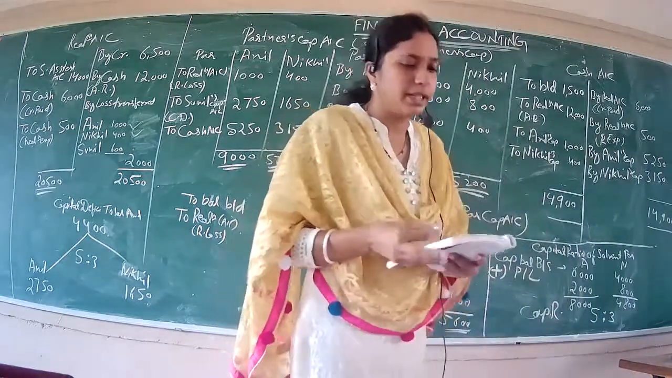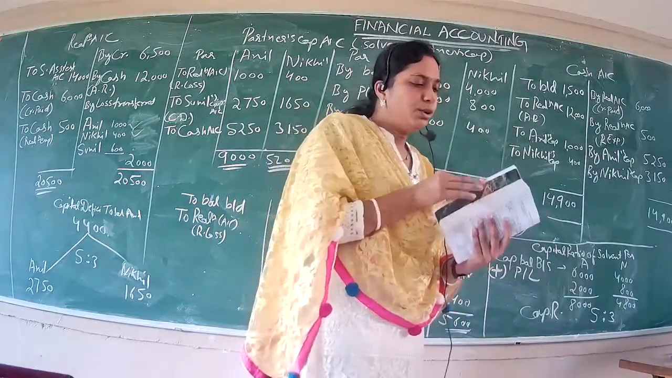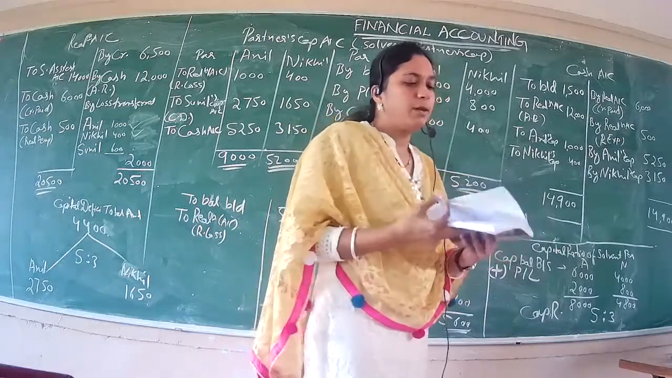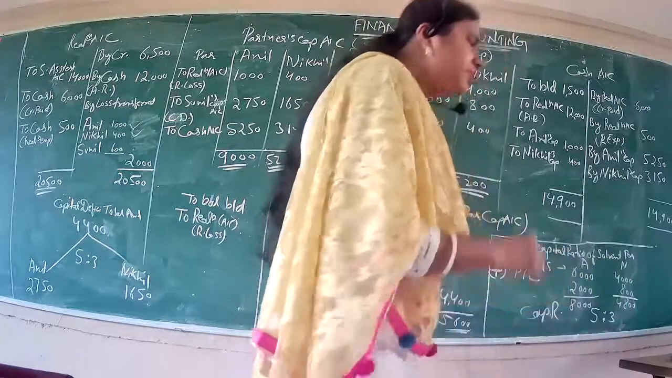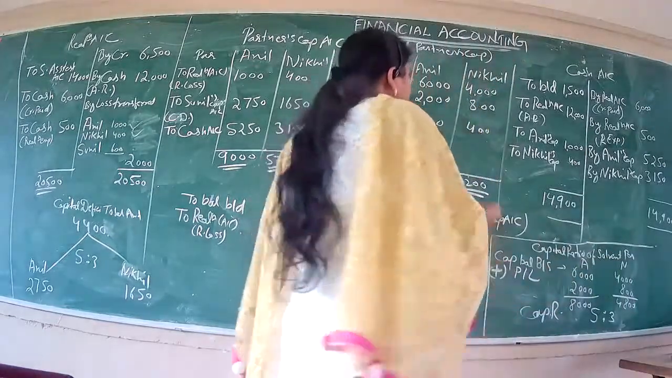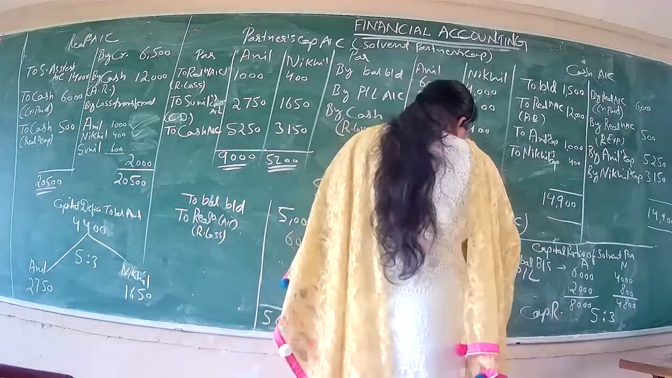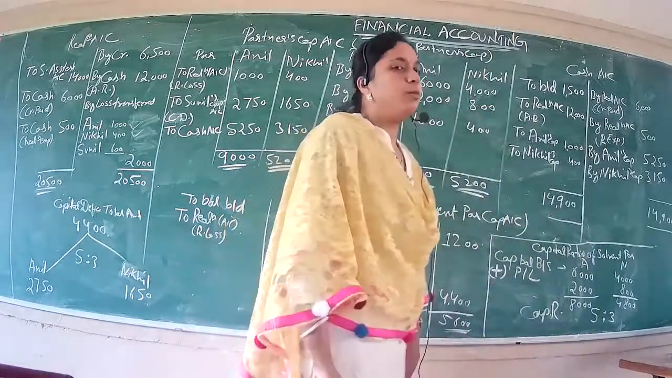14,900 on both sides. So just try to solve this problem again on your own. Okay. And if you have any doubt, you can send me a message on WhatsApp. Okay. And next class, we'll try to check one more problem.